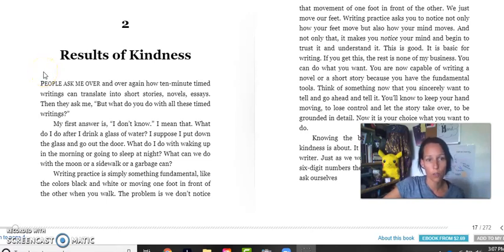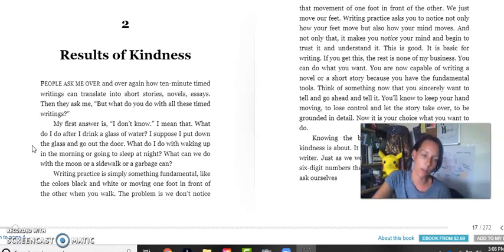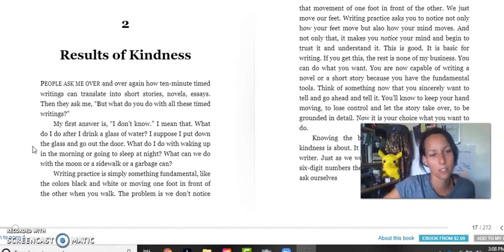People ask me over and over again how 10-minute timed writings can translate into short stories, novels, essays. Then they ask me, but what do you do with all these timed writings? My first answer is, I don't know. I mean that. What do I do after I drink a glass of water? I suppose I put down the glass and go out the door. What do I do with waking up in the morning or going to sleep at night? What can we do with the moon or a sidewalk or a garbage can?